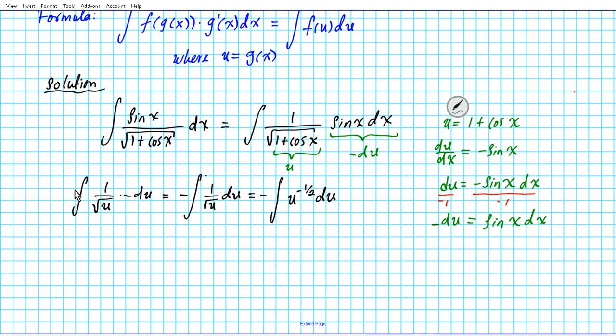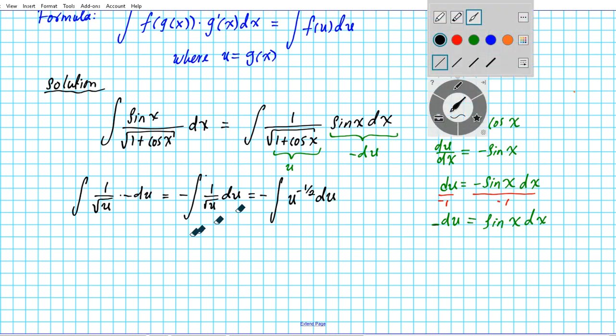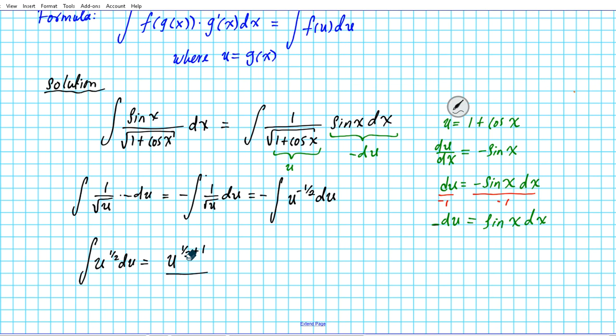Okay, so hopefully you remember what the power rule is. So let's do it. We're going to apply the power rule here. So the integral of u to the negative 1/2 du is going to be, applying the power rule, u to the negative 1/2 plus 1 divided by negative 1/2 plus 1. Okay? So we're going to carry out the addition. Oh, let's not forget the c. So plus c.